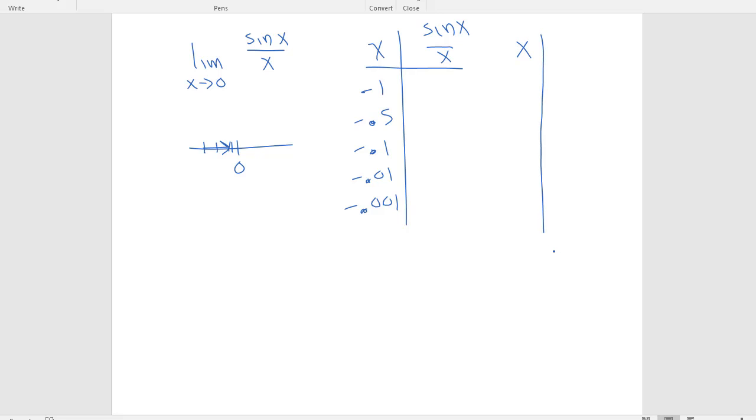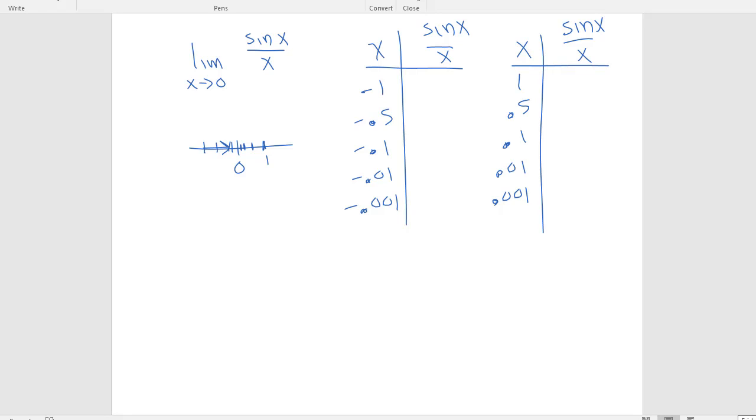Then I'm going to approach 0 from the right, and I'm going to look at this expression. On a number line, if I'm starting at 1, I'm going to 0.5, 0.1, 0.01. So that's me approaching 0 from the right, numerically speaking.